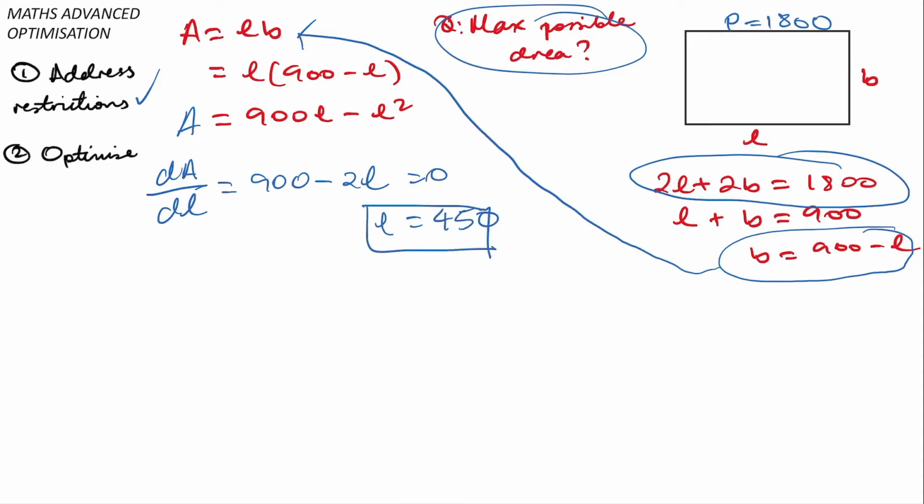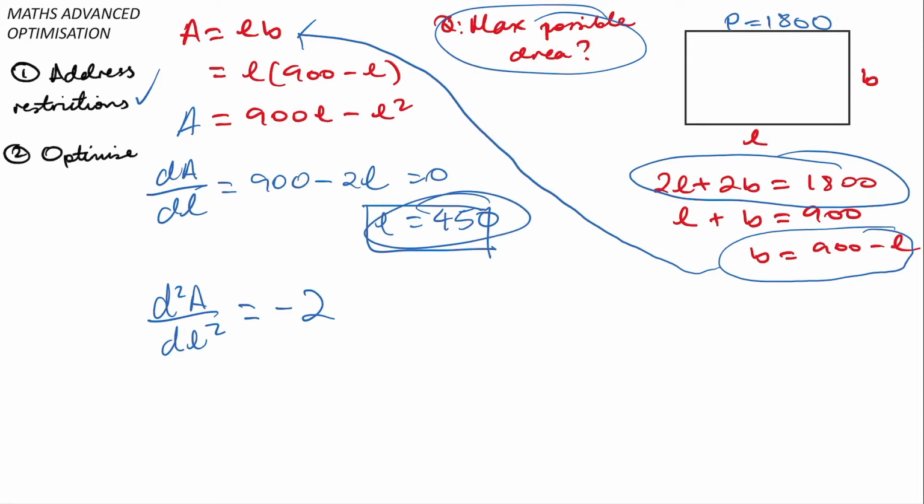And then don't get into the trap of saying, oh, therefore that's it. Remember, when dealing with these problems, we need to always look to the second derivative as well, which in my case will be fairly easy. That'll just be minus 2. And I just want to check that when L is equal to 450, the second derivative is negative.